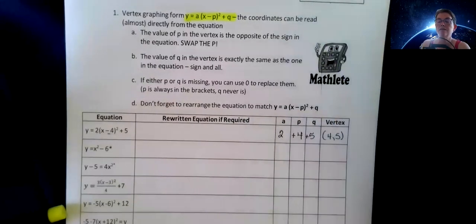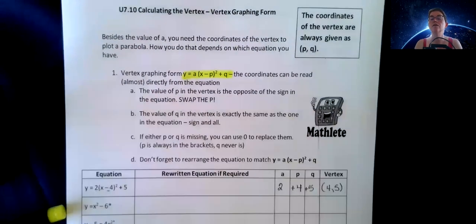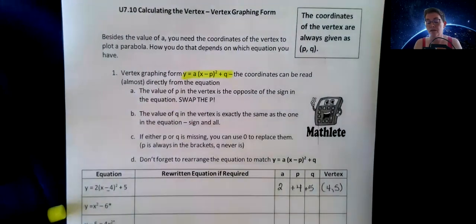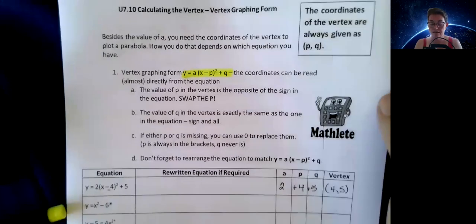Sorry, I'm pointing up there, which you can't see. The coordinates of the vertex are always given with parabolas as p and q, but it's still the x coordinate first and the y coordinate second.